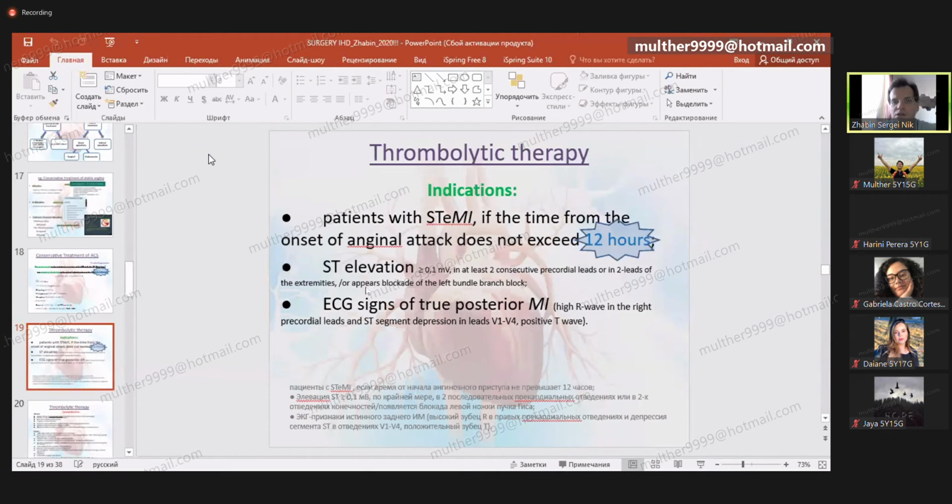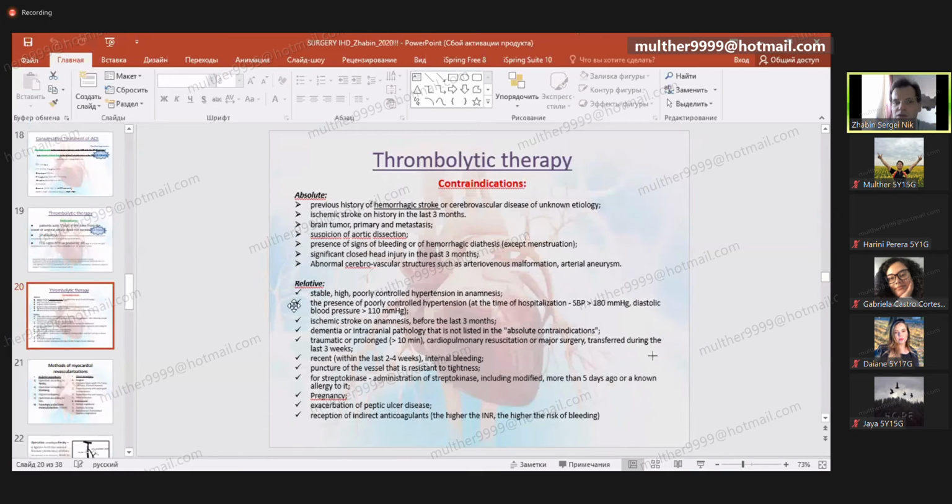What is it? Thrombolytic therapy. Thrombolytic therapy we may use in any case. There are contraindications, absolute and relative, for thrombolytic therapy, but you should know that thrombolytic drugs are too expensive, and you may use these drugs only within a short time after manifestation of the disease.